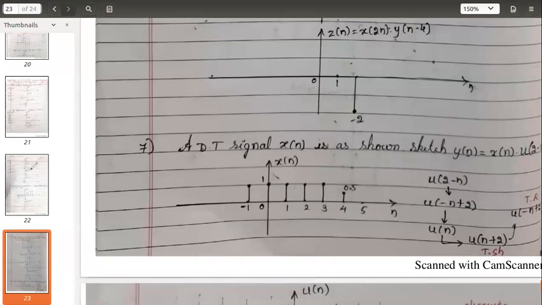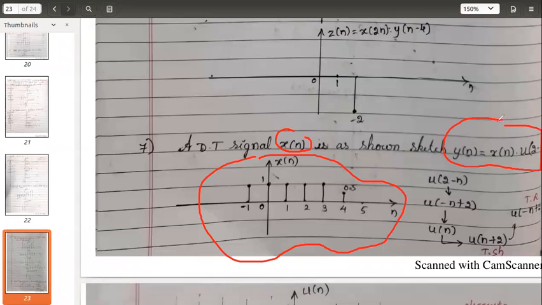7th question. A discrete time signal x of n. They have given you the signal x of n. You have to sketch. I think the question is not visible properly. You write it. It is y of n is equal to x of n multiplied by u of 2 minus n. This is the question. You have to find this. Okay. Take this question. I'll just explain you what to do. You at least try.